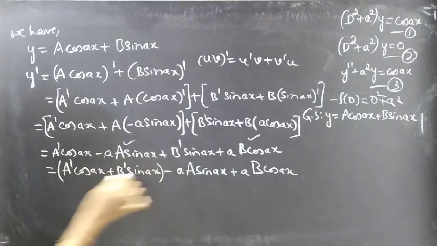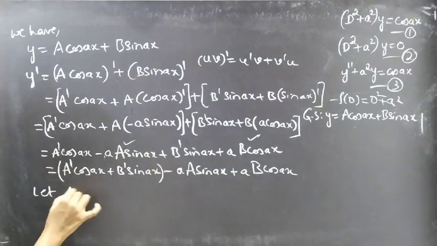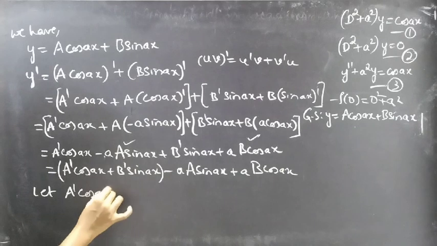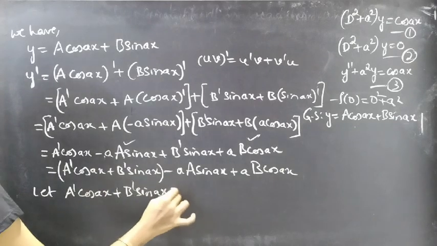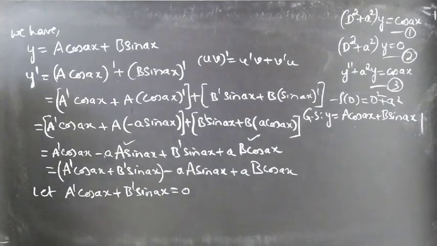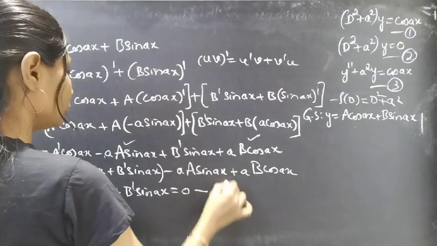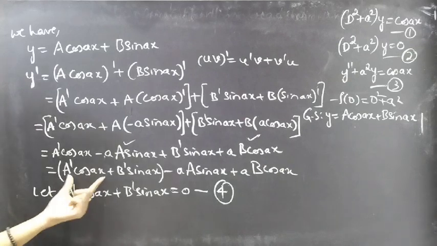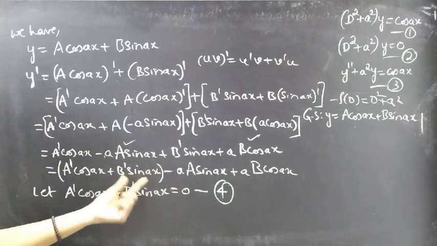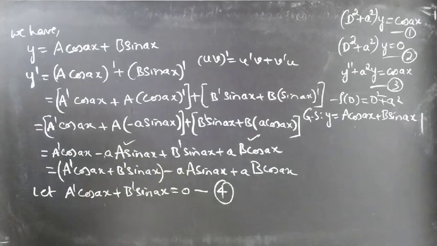Let A dash cos ax plus B dash sin ax equal 0. Consider it as equation number 4. We are going to use this equation later, so I have named it as equation 4. We'll take A dash cos ax plus B dash sin ax equals 0, because while finding y double dash, you won't get A double dash and B double dash there.